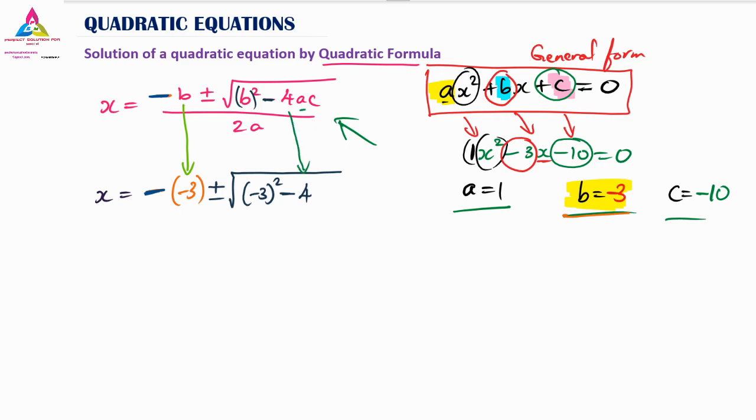A value. What is the a value? A value is 1. And the c value is nothing but the minus 10. So that minus 10 I will write down inside the bracket because it is having the negative symbol. And again one more thing, this formula is not difficult, very easy to remember also.